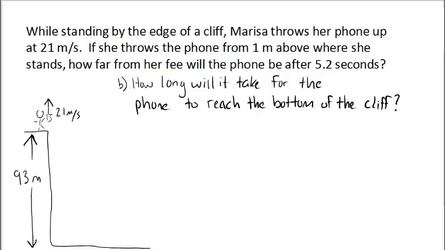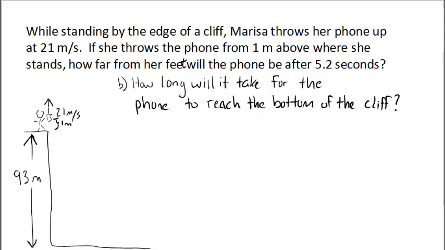Here I'll do a couple of examples with projectile motion, showing you what formulas you can use, how to set it up, and so on. So here's this example. While standing by the edge of a cliff, Marissa throws her phone up at 21 meters per second. If she throws the phone from 1 meter above where she stands, how far from her feet will the phone be after 5.2 seconds?